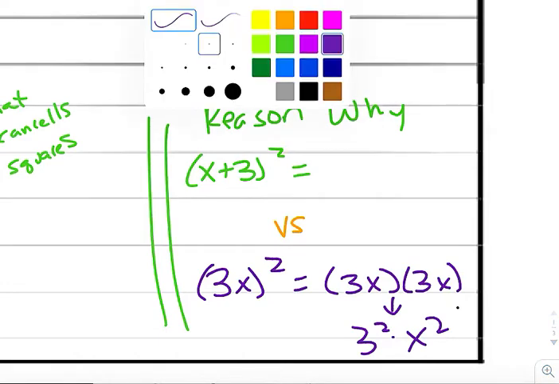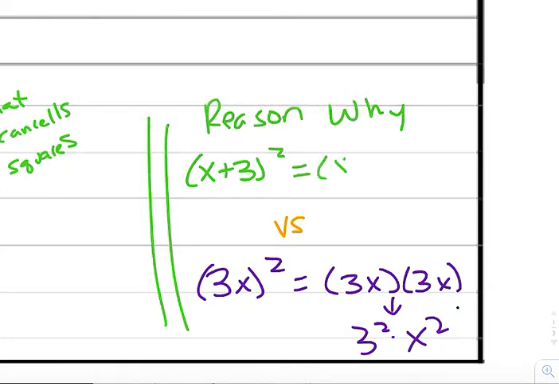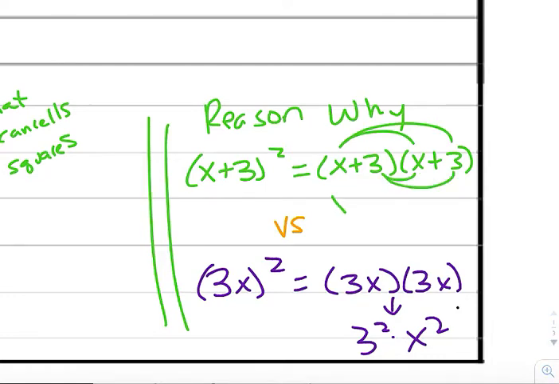On the top, though, that's not how it works at all. This will actually be x plus 3 times x plus 3, meaning that you're going to have to do a double distribution problem, and this will end up being x squared plus 6x plus 9. And so the difference between addition and multiplication presents itself in the difference between how squares and square roots interact.